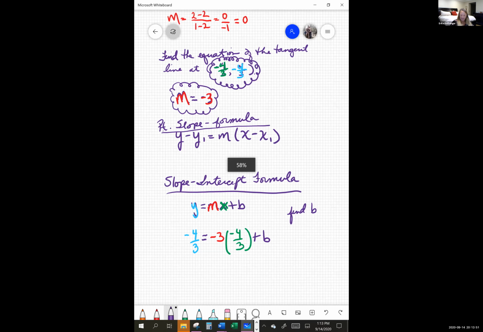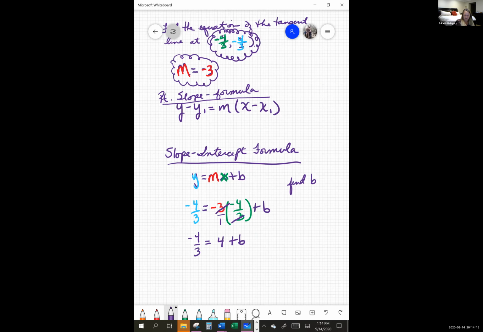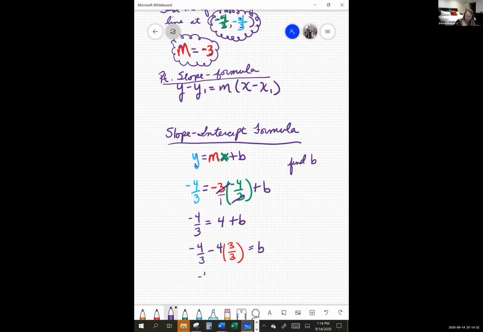So let's simplify. I notice over here, so I have -4/3 equals, I have -3 in the numerator here and a 3 in the denominator. So we can actually cancel those. So I really have a negative of -4, which is +4. I can get to b by itself by subtracting 4. I'm going to need a common denominator in order to add numbers. So I have a -4/3 minus a 12/3. So this is equal to -16/3.